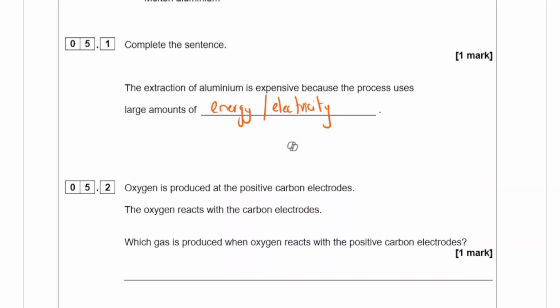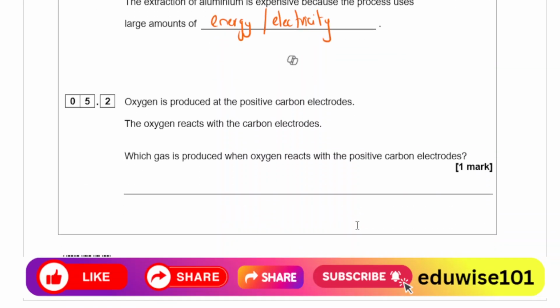Oxygen is produced at the positive carbon electrodes. The oxygen reacts with the carbon electrodes. Which gas is produced when oxygen reacts with the positive carbon electrodes? So carbon plus oxygen will give you carbon dioxide. So carbon dioxide.